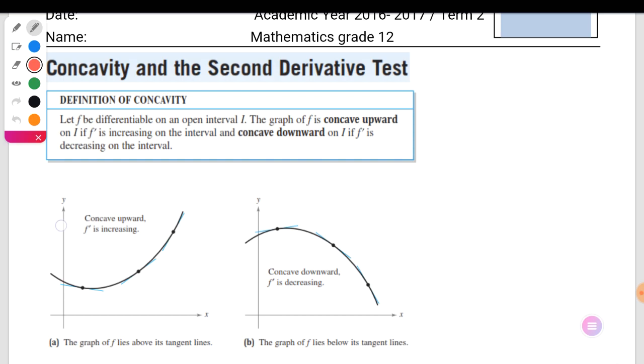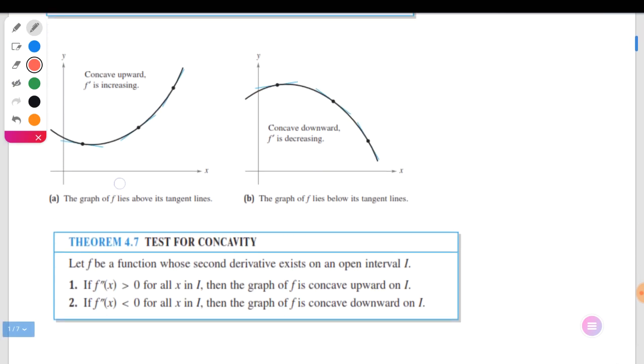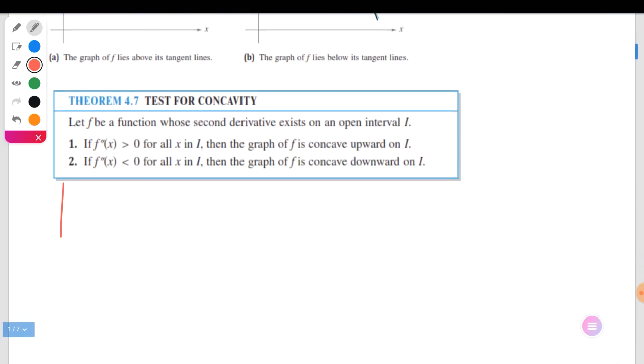Look here. I'd like to tell you the theorem about the test of concavity. It means how to identify, not from the graph, only from the rule of the function. If I give you the rule of the function, how do you know the interval on which the function is concave upward or concave downward? Let f be a function whose second derivative exists on an open interval.